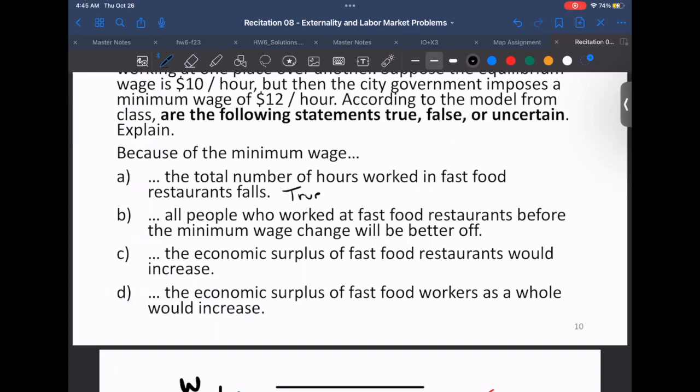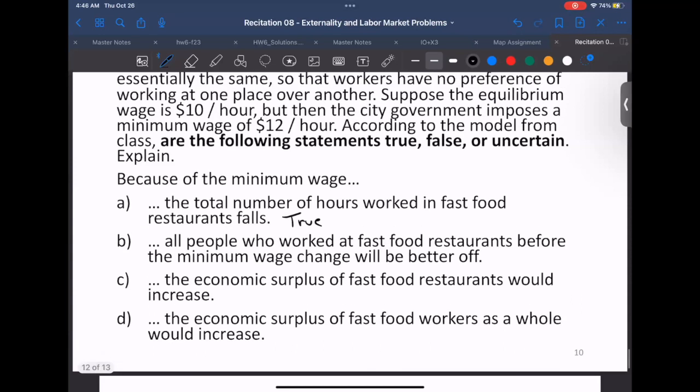We'll say that's true. Now, B says all people who worked at fast food restaurants before the minimum wage change will be better off. So, assuming that these people are not being fired, they're going to receive a higher wage. Because they're receiving a higher wage, they will be better off. So this is going to be true.